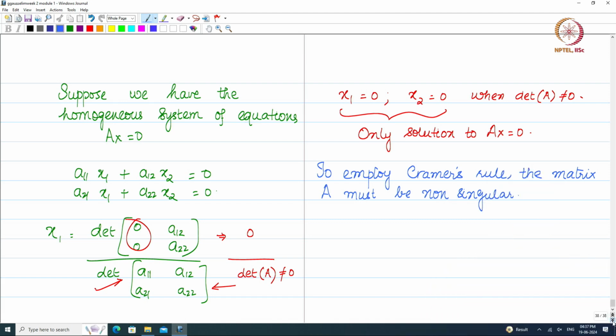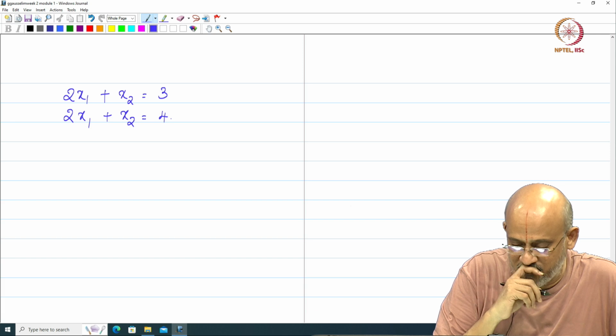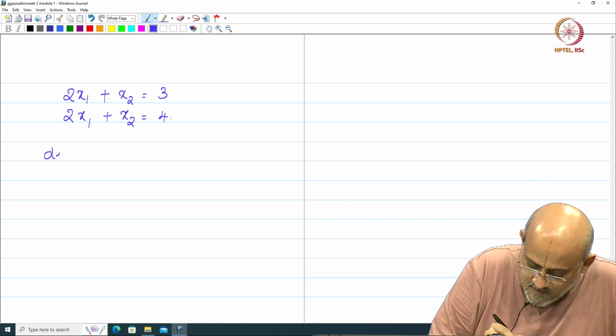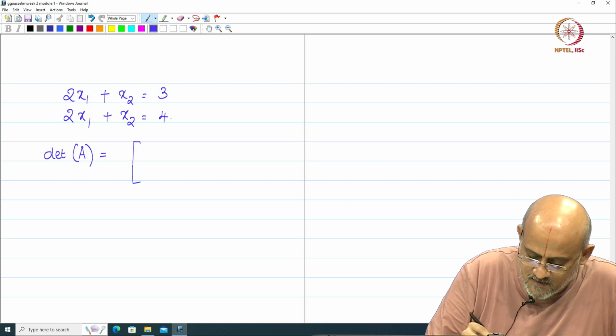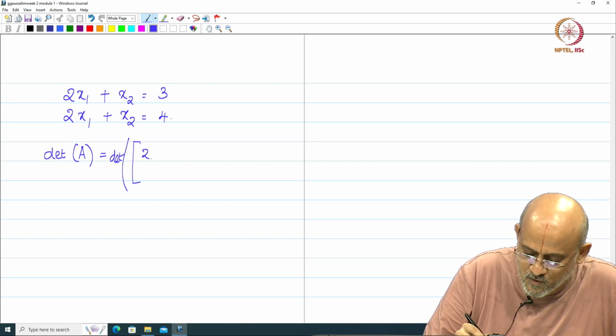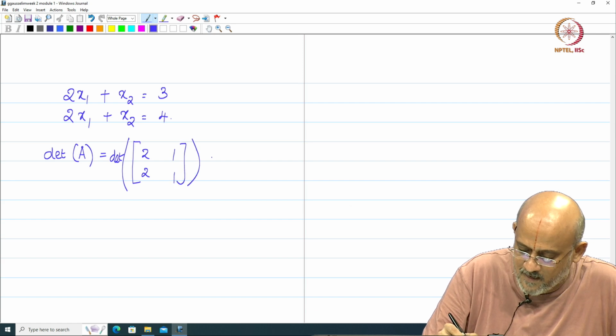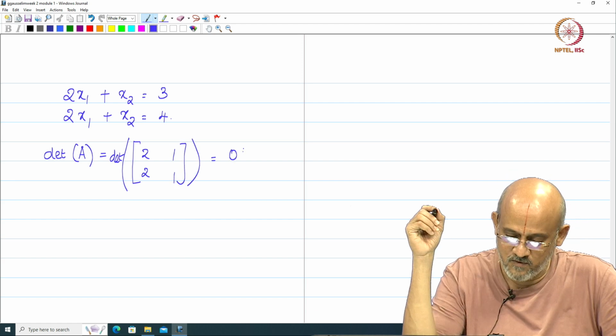Let us take another example. We had this equation 2x1 plus x2 is equal to 3, and we also had this equation, 2x1 plus x2 is equal to, let us say, 4. Now let me see if I can apply Cramer's rule here to get the values of x1 and x2. So what is determinant of A in this case? Determinant of A is the determinant of this matrix, which is 2 2 1 1, and that is 0. Oh, that is a problem here.